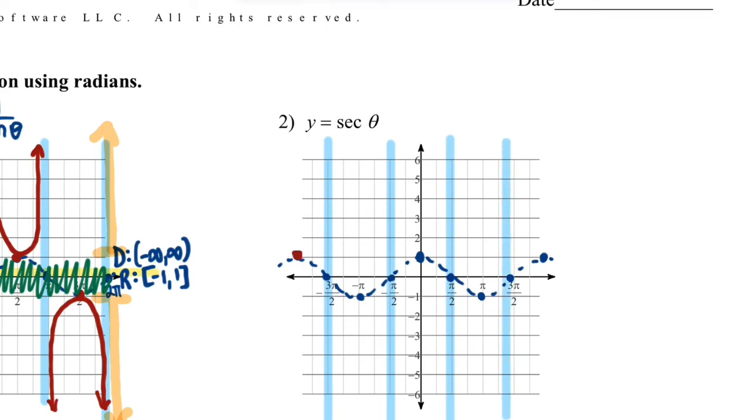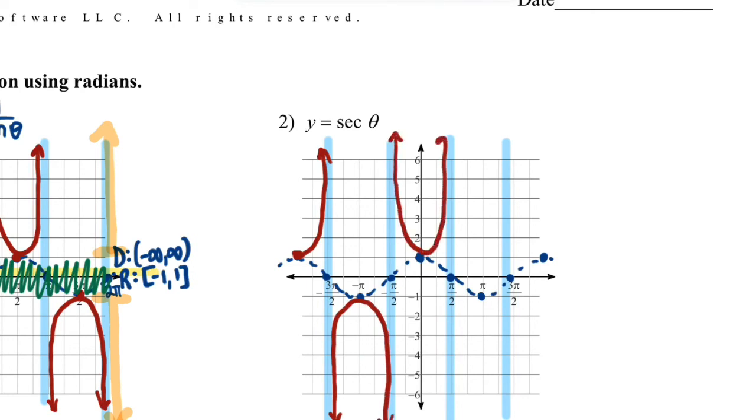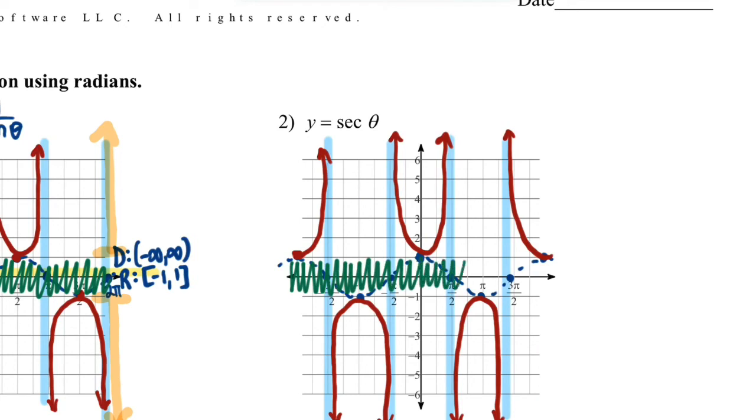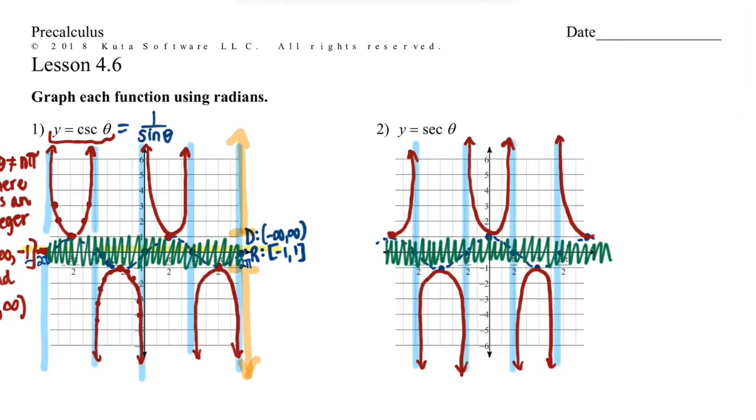And we've got our U's opening up, our U's opening down. Opening up from the maximums and opening down from the minimums. And as you can see, in between negative 1 and positive 1 again, you'll never have any outputs for secant. So that's your parent functions for cosecant and secant.